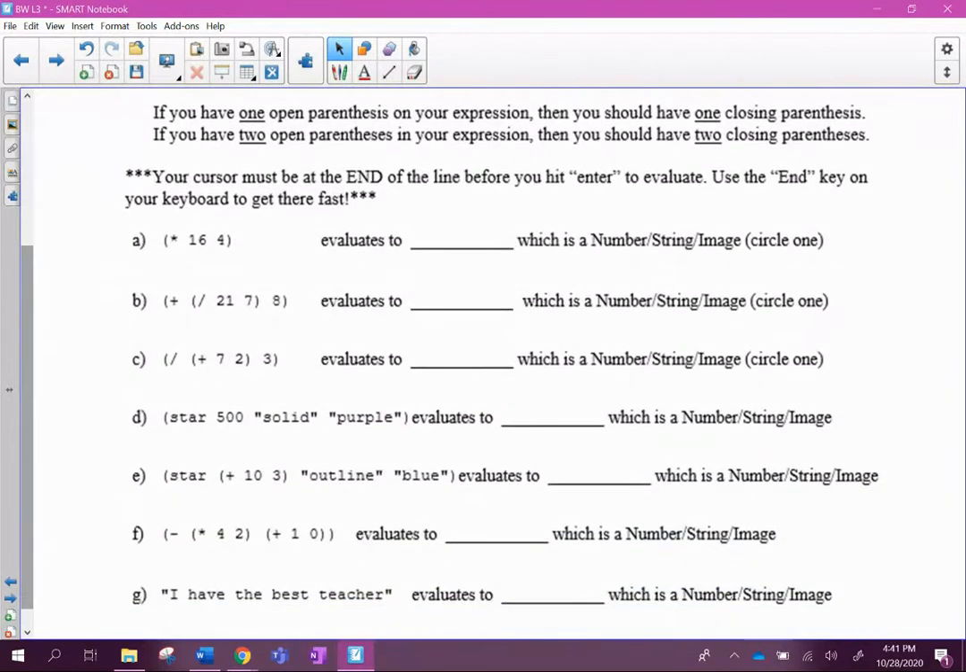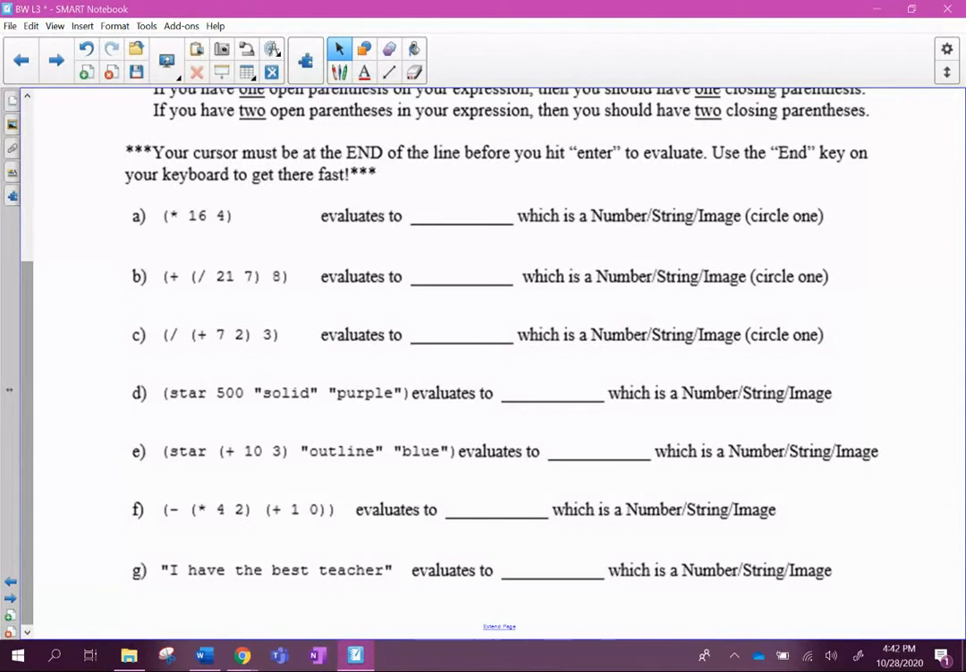Your cursor must also be at the end of the line before you hit enter. Okay? So take a second, type these in, and then you're going to say number, string, or image.